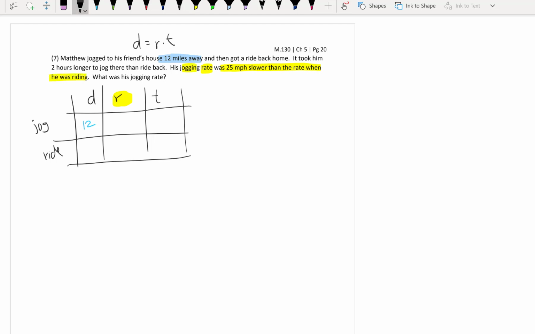So his riding is going to be x. Let x represent the rate of riding. So then jogging rate is going to be 25 miles per hour slower than that, so x minus 25. And I still know that I have 12 miles that I went, right?